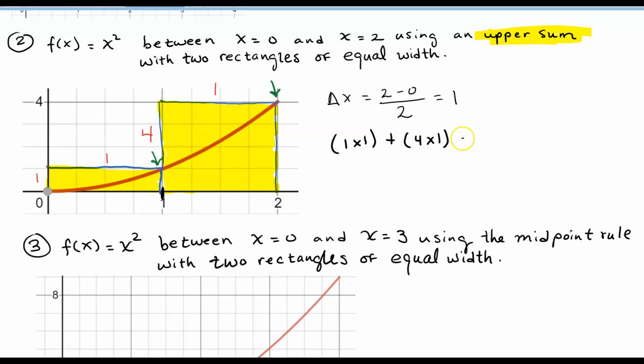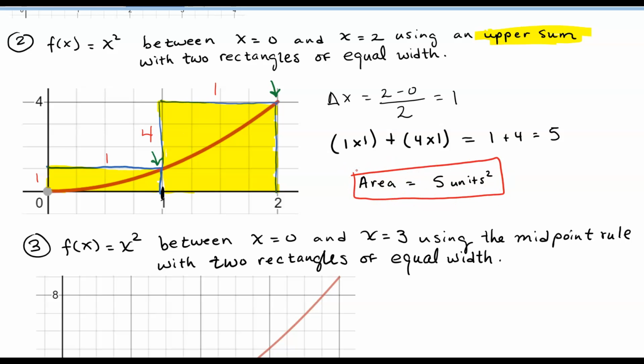So what do we get? We get 1 plus 4, which is 5. So we will say here then the area is 5 square units. And that's what that one looks like right there.